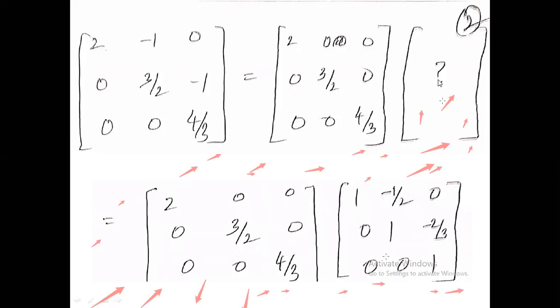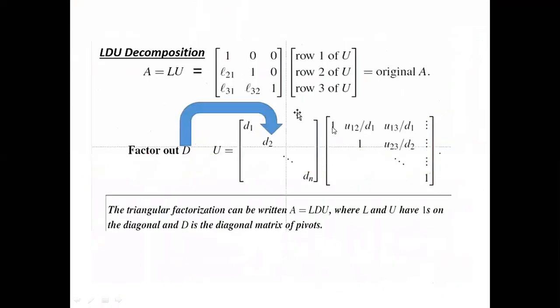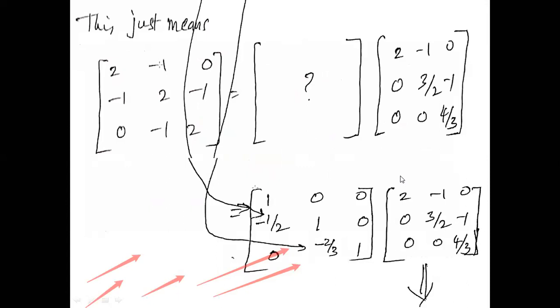But I know the structure of this matrix. What is the structure of this matrix? It has ones on the diagonal. All other components below this diagonal are 0. The other components can be found as the original component which was present here divided by d1, the original component which was present here divided by d1, and so on. Right? So let's go back here.